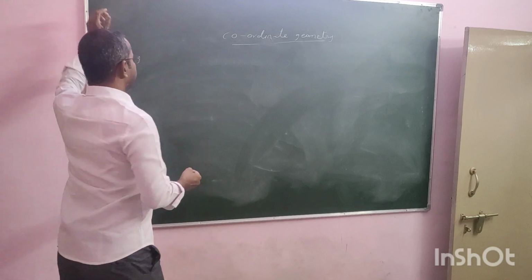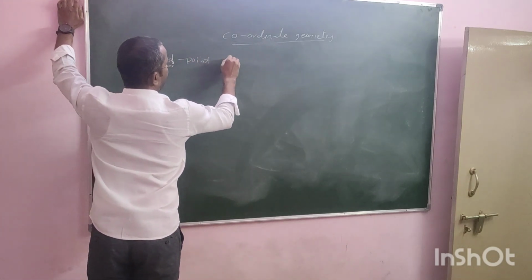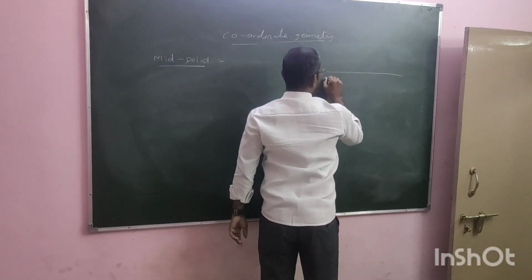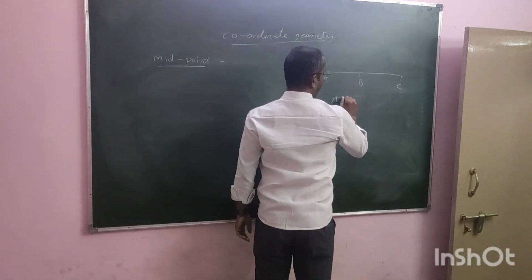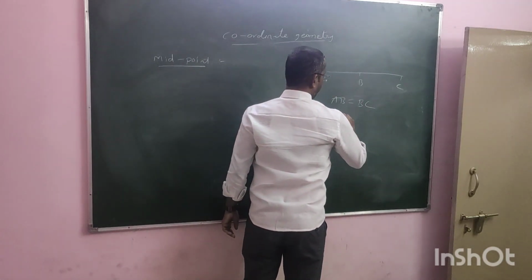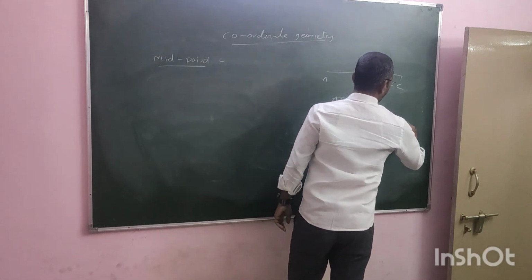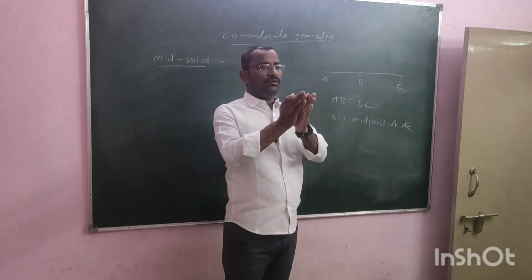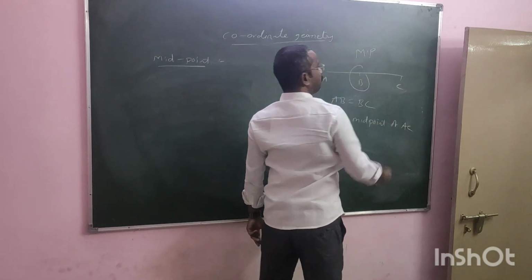And on the other hand, midpoint. For example, if you take the points A, B, C, and if you find AB is equal to BC, then obviously B is the midpoint of AC, because B is the one which divides AC into equal parts. So B is going to be a midpoint. Say it as MP.